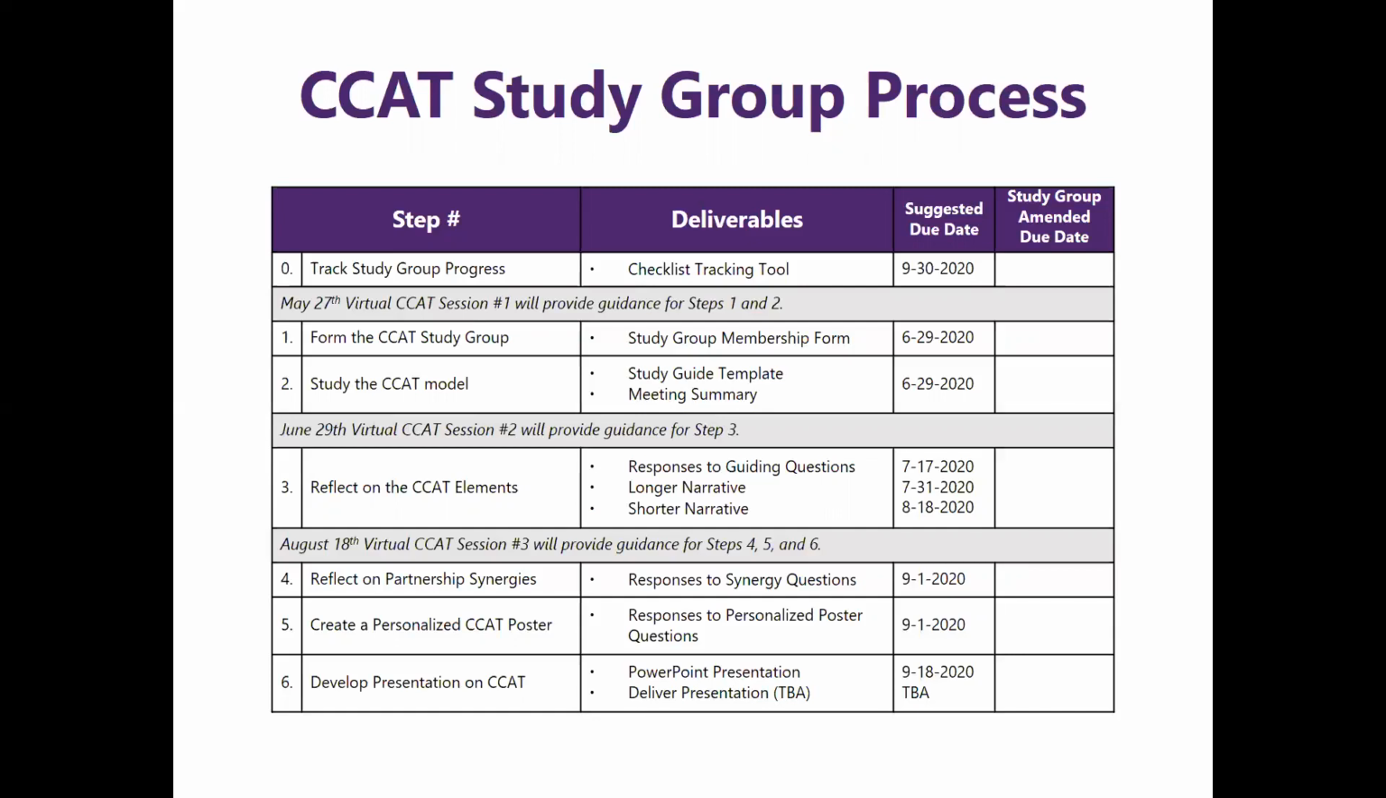After completing the book study process, the study group will then work through a series of activities to further document and articulate how the CCAT elements relate to the work of the coalition. You will notice we have plugged in suggested dates that help with breaking down the steps over the grant period for the initiative. However, your study group may need to adjust these dates based on your availability, so we have included a column for study group amended due dates.